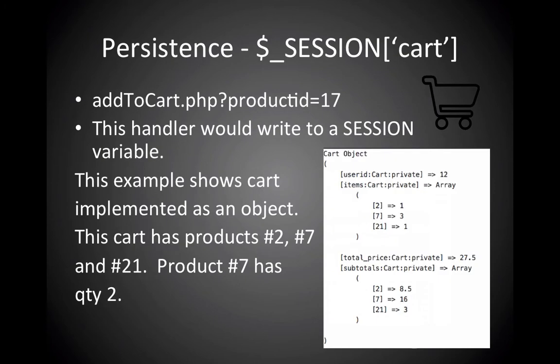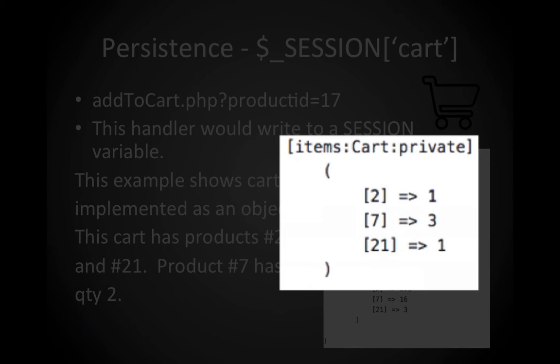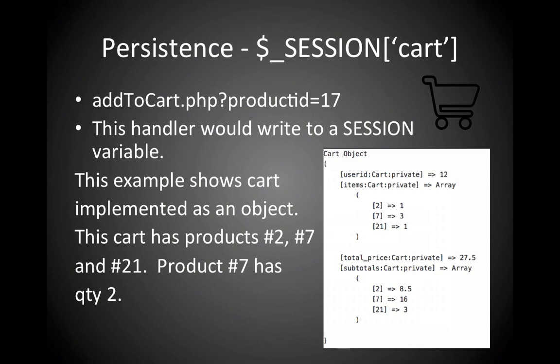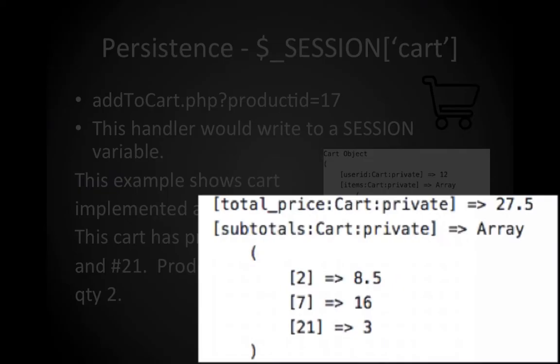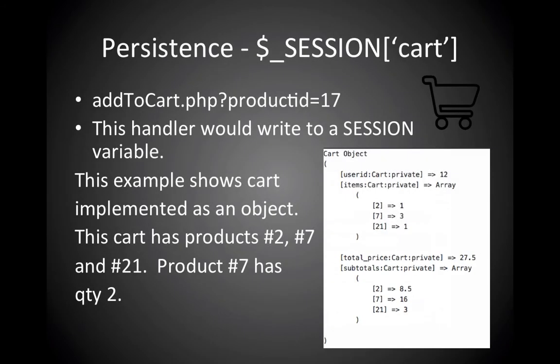Now, in the persistence using the session variable, which is what I'm going to show you, we could have an object or an array that just shows the number of each product that you have added, and then the quantity. And you can see in my list I have an array called items, and so this items array has 3 products. It has product ID 2, 7, and 21. Number 7 has a quantity of 3 in it. Also in my cart, I implemented a subtotal so you can see how much money the person spent, and so it helps in calculations inside the object.